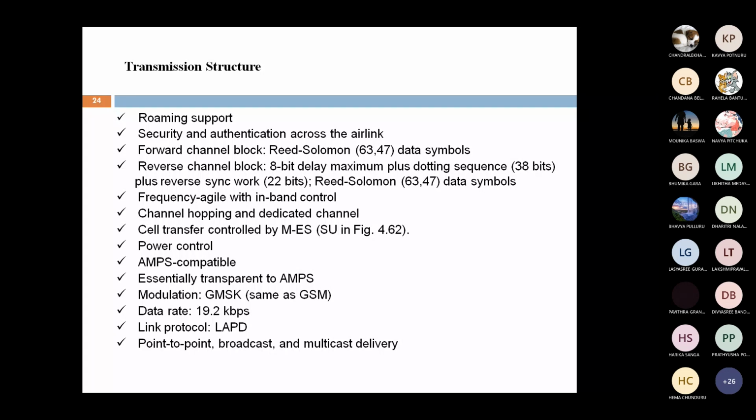What is the transmission structure of this CDPD? It supports roaming, and security is authenticated across the air link. For error correction we use Reed Solomon codes, with frequency aligned with in-band controlling, and cell transfer is controlled. Power control is there, and it is compatible, the modulation is GMSK, and the data rate is 19.2 kbps. Link control is LAPD, and it is useful for point-to-point and point-to-many, that is, broadcasting or multicasting. So it supports all types of networks.